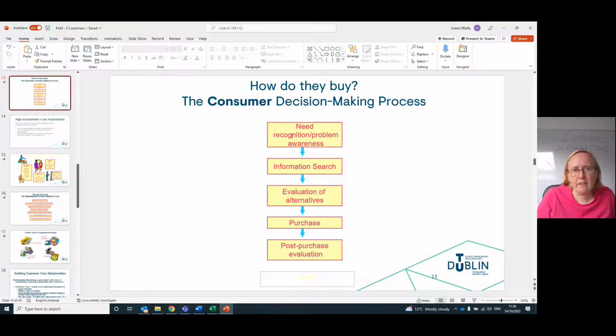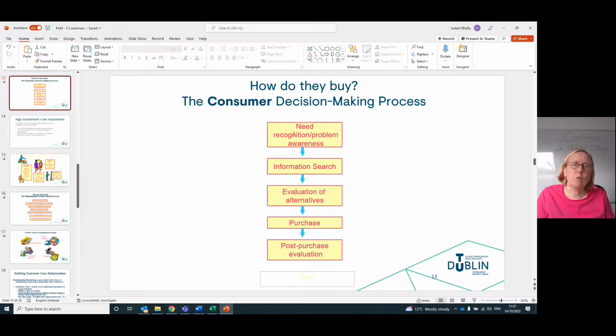So this decision-making process could take seconds. If it's a bar of chocolate that you're trying to decide, I fancy some chocolate, you go into the shop, you scan the shelves really quickly. So information search and evaluation of alternatives combined probably take 10, 20 seconds, and then you bring it to the checkout and you buy it. Post-purchase evaluation is just a blink of an eye. Yeah, that was satisfying, or, I'm going to have to go to the gym to work that off. And that's about the size of it.